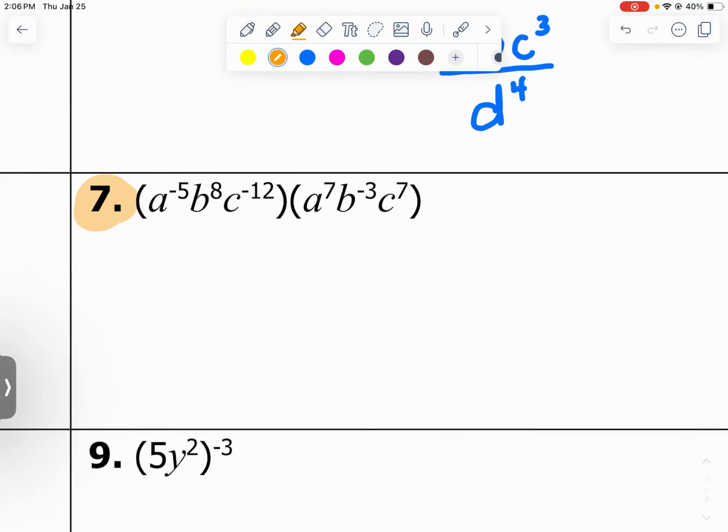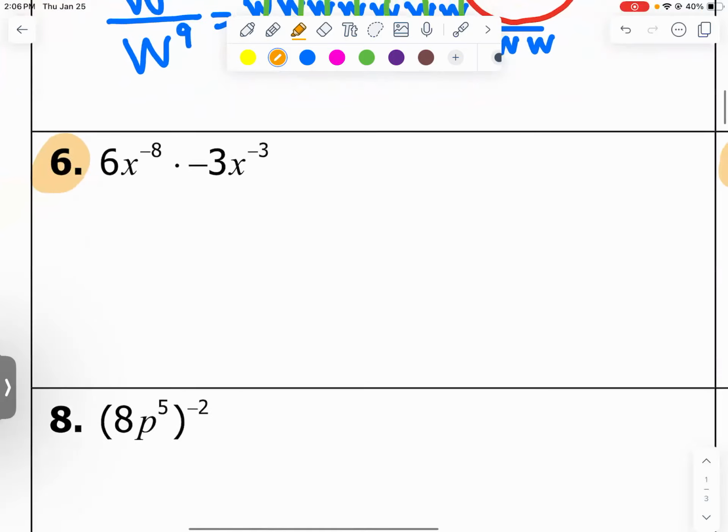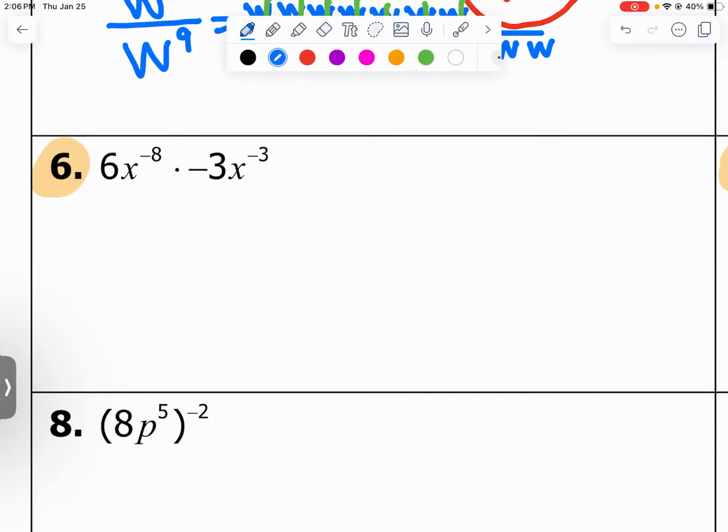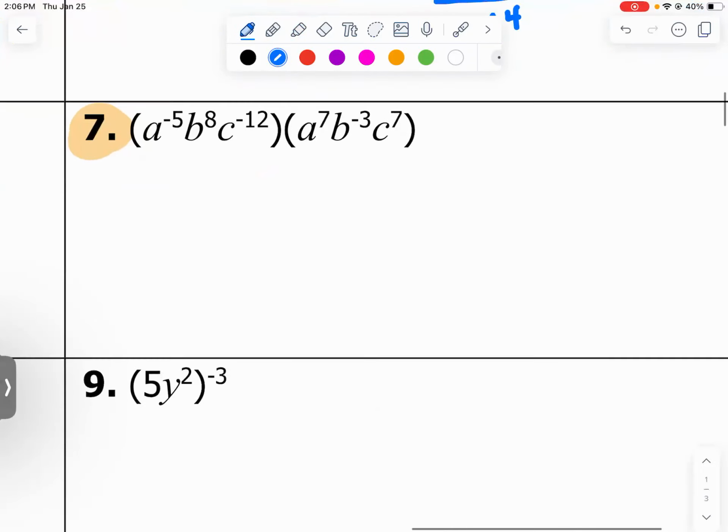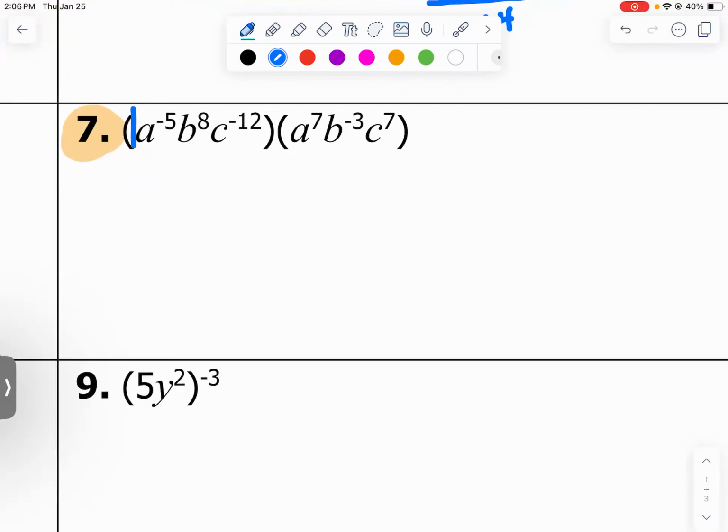1 times 1 is 1. You're adding the exponents, but like we have a coefficient of 1 and a coefficient of 1.